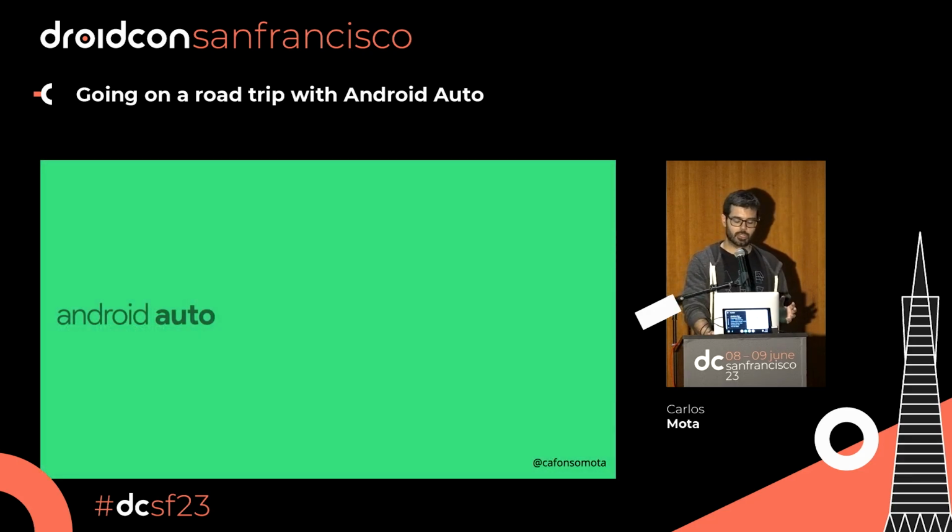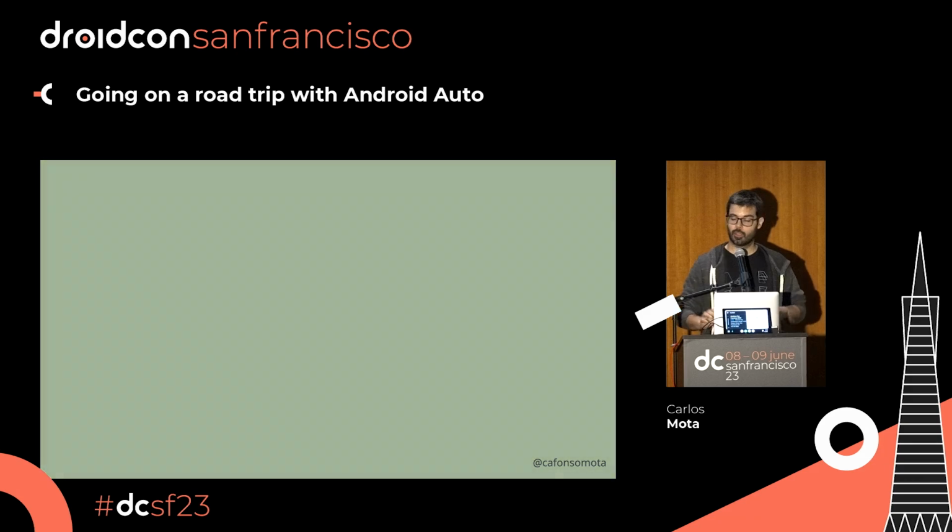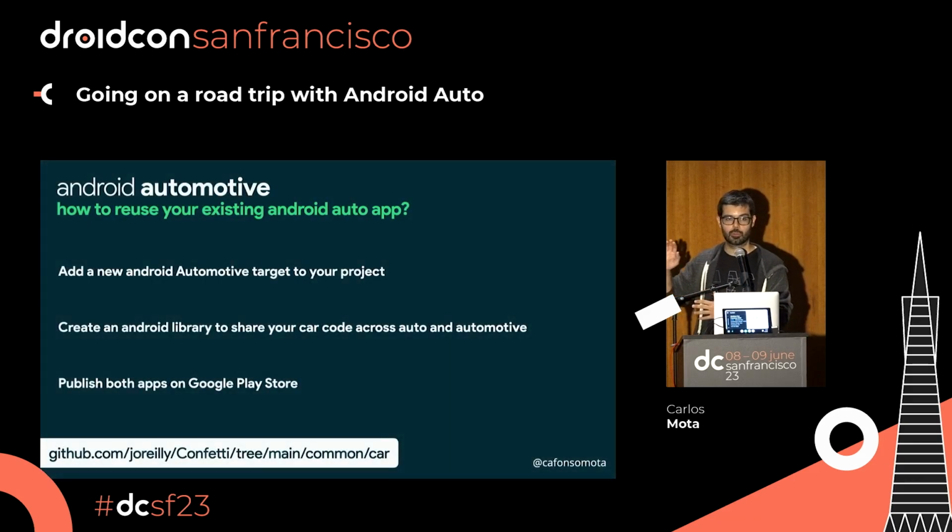So we're talking about Android Auto, and just to have one more thing moment, you can also have Android Automotive, and it's quite easy to have your existing Android Auto app on Automotive. For this, you just need to add the Automotive target. You can do it on File, New, and select Automotive, and you create a library now for the code that you added on your app. You move the code from your app to this library, and we import the library.